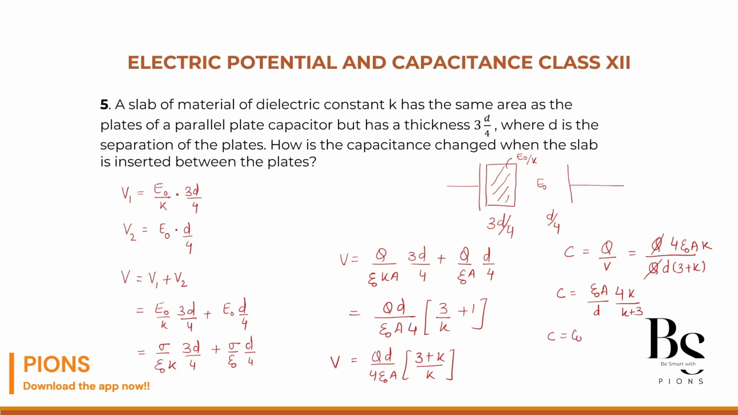Now what is epsilon naught A by D? It was the initial capacitance of the capacitor, C naught, if you want to write, or you can leave it as the previous one. So C naught is the initial capacitance, which is without the dielectric slab, epsilon naught A by D. Because of the slab, it became this one. Done. This is our correct answer.